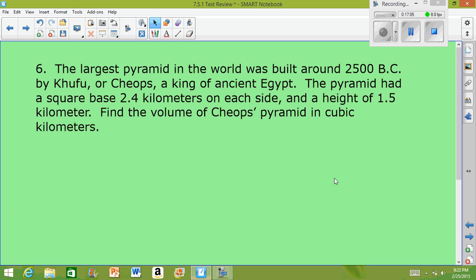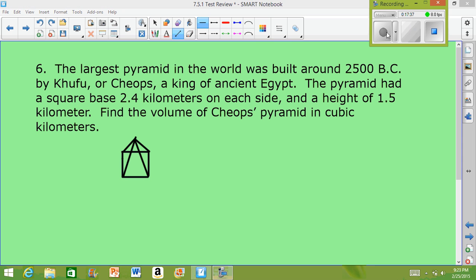All right, moving on to number 6. It says the largest pyramid in the world was built around 2500 BC by Khufu or Cheops, a king of ancient Egypt. The pyramid had a square base, 2.4 kilometers on each side, and a height of 1.5 kilometer. Find the volume of the pyramid in cubic kilometers. So since this one does not have a picture, the first thing that we're going to do is draw our own square pyramid.